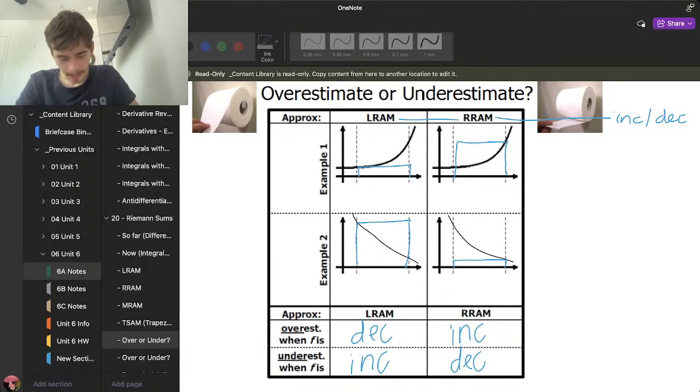So, BC. Okay, so yeah, don't worry about it, tectonic. So BC, you should be fine. It's like one question, and even then, just skip it and move on. So, okay. LRAM, RRAM: focus on increasing and decreasing behavior in terms of overestimate and underestimate.